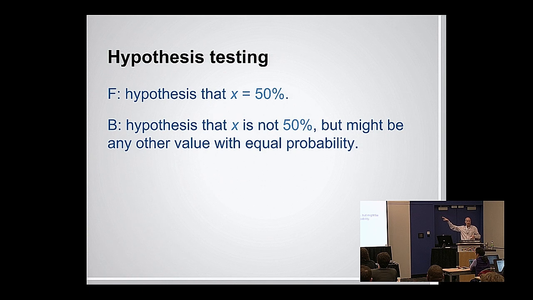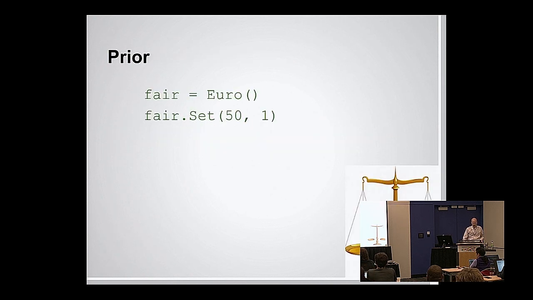So again, F is the hypothesis that the coin is fair. B is the hypothesis that it's something else. I'm going to start with one definition of B, and then you're going to have a chance to play with it. I'm going to start with something very simple that just says it's biased, so not 50%, but anything else between 0 and 100, equally likely. Okay. So here's what that looks like.